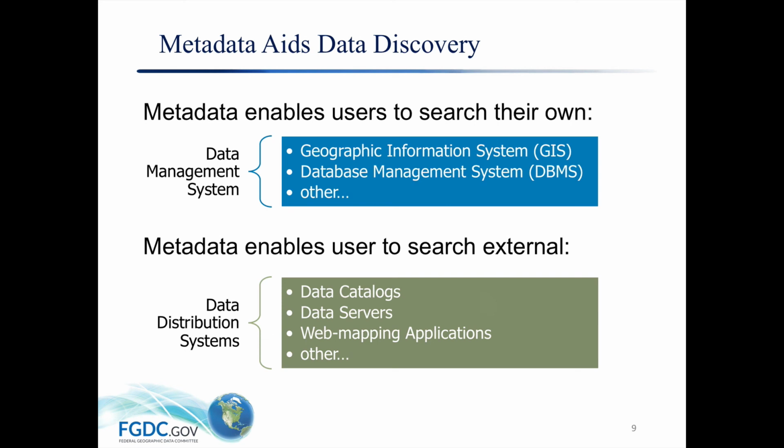So we could search through data distribution systems such as data catalogs, servers that deal specifically with GIS data, various web mapping applications that we could pull data down from, and many other sources such as this. It's all out there, but we need a way to easily find it in order to better use it for our purposes.